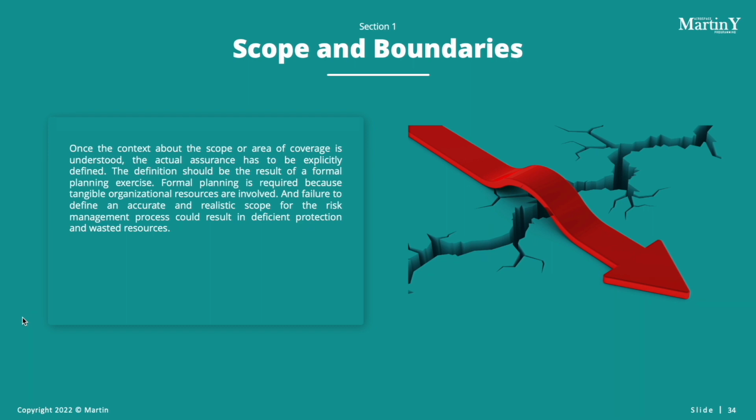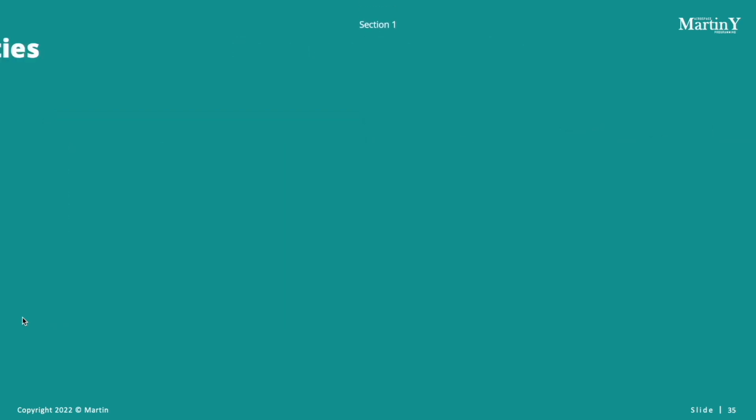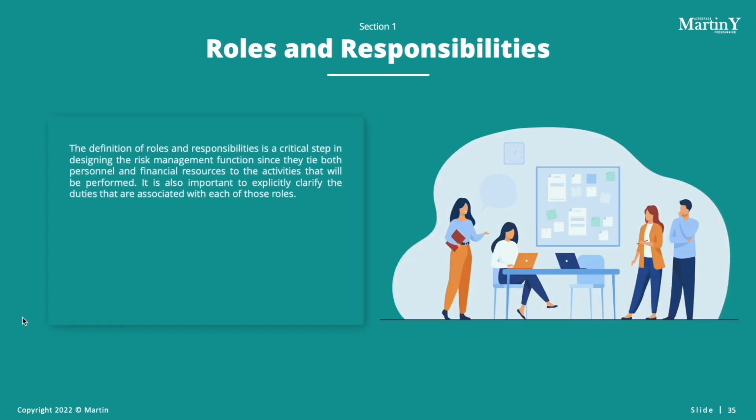So since the scope is always tied to actual resources available, understanding which components will be part of the risk management process and their actual dependencies will allow the organization to be more realistic about what it will be able to protect. And this brings us to the next topic, which is roles and responsibilities.